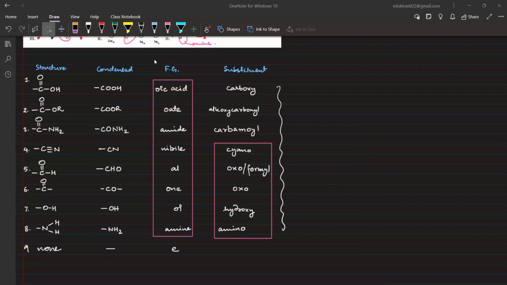First is carboxylic acid, then we have ester, then we have amide, nitrile, aldehyde, ketone, alcohol, amine, and then if there is none of the above, then for functional group we write E. And the one in the box, they are important, right? And also, if carboxylic acid is present as a substituent, then we write it as carboxy. If ester is present as a substituent, we write it alkoxycarbonyl, and all of these things. Please write this down. Let me know once you're done, then I will explain it further.